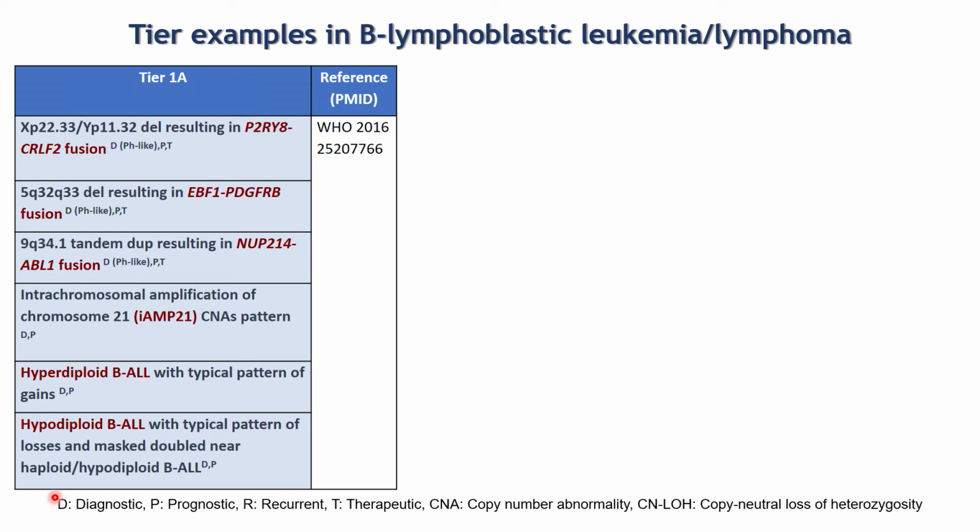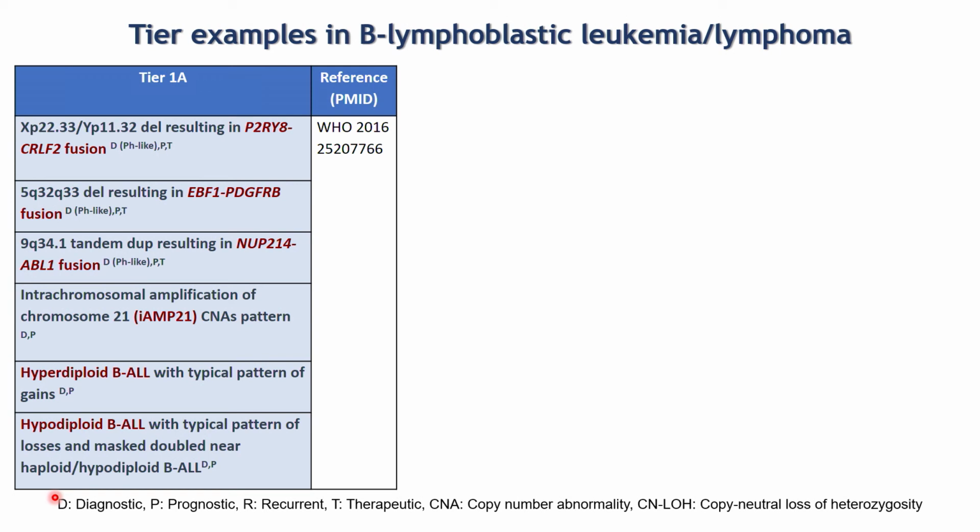So these are variants for B-lymphoblastic leukemia, and here for tier 1A, we list multiple copy number losses, so multiple deletions that result in abnormal gene fusions that define one specific molecular subtype in WHO classification, which would be Ph-like ALL. Or towards the bottom of this table, you see things like hyperdiploid and hypodiploid B-ALL. Again, these are combinations of copy number variants that define WHO subcategories. What I want to stress at this point is that you will sometimes not classify copy number abnormalities in isolation, but you will classify patterns of copy number variants.